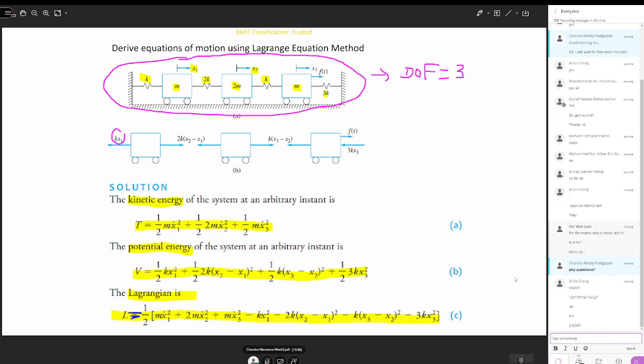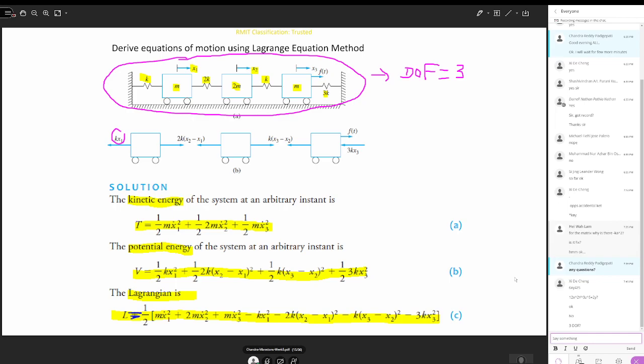Similarly for 2m, the force is 2k into (x2 minus x1), but it acts in the opposite direction. Here the net displacement is x3 minus x2, so similarly for mass m, it will be k into (x3 minus x2). There's an external force acting here, F(t). This is the external force F(t).